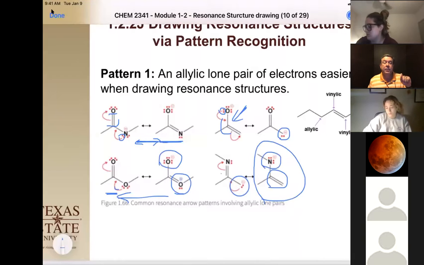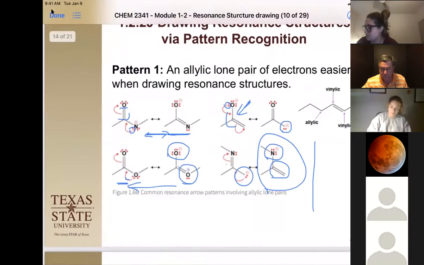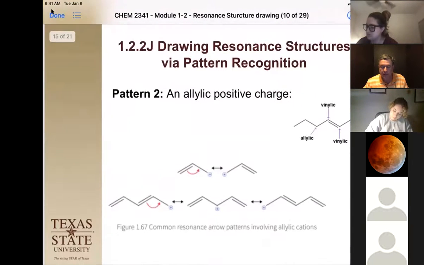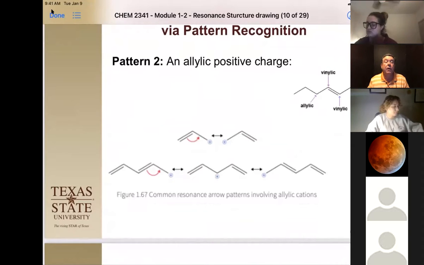Okay, it's just a lone pair on the next atom over from a double bond. And so it can flip back and forth and move those electrons around. Okay. Second pattern I want to talk about is the same thing, but with a positive charge. Instead of having a lone pair do the work right here, we have the positive charge do the work.